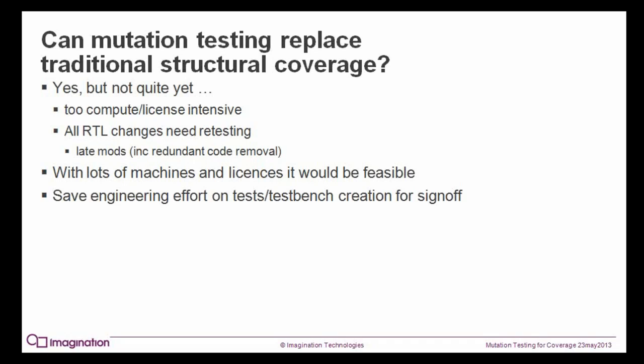The problem, though, is that any RTL change you make, including perhaps late modifications that you made as a result of your mutation testing, you want to retest before you sign off. And unless you have an awful lot of machines and a lot of licenses, then, well, I wouldn't do it. So I would rely on the traditional methods. But there is potential engineering effort to be saved by not producing additional dynamic simulation environments.